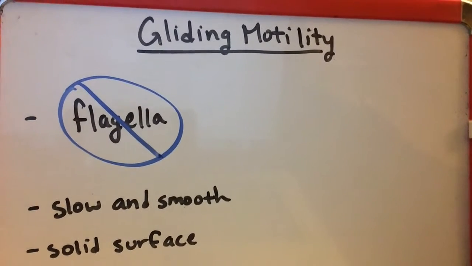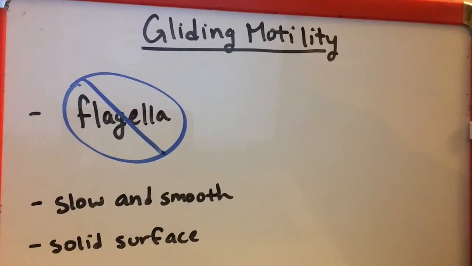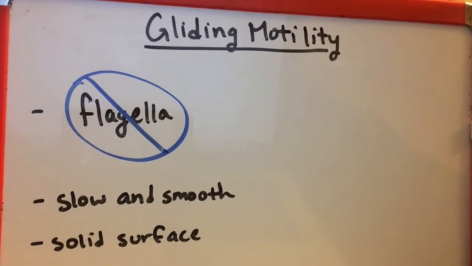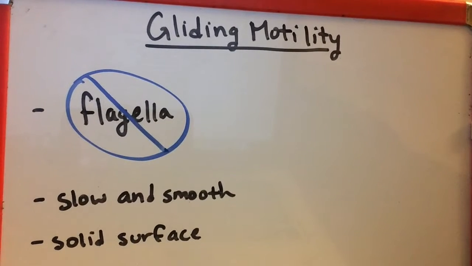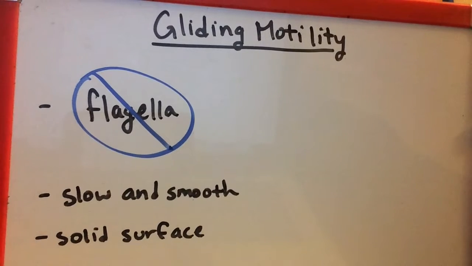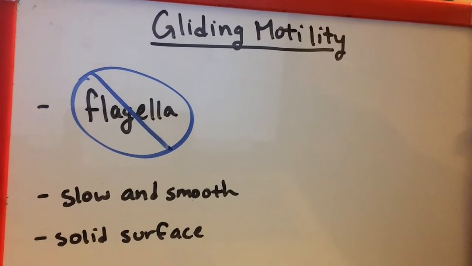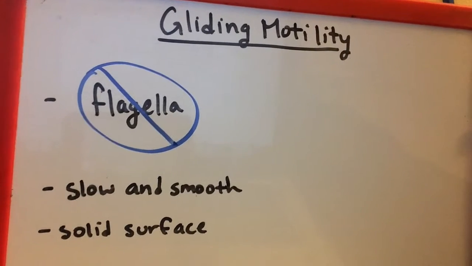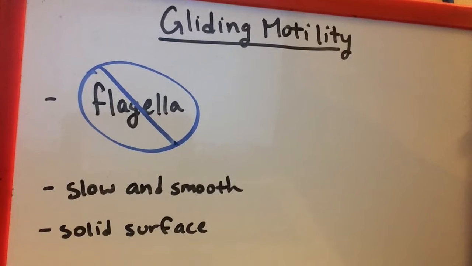Gliding motility is the type of movement used by bacteria that do not have flagella. Usually they have different types of structures or secreted fluids that allow them to drag themselves along. Gliding motility is typically slower and smoother than the use of flagella, but it requires that a solid surface be in contact with the cells.